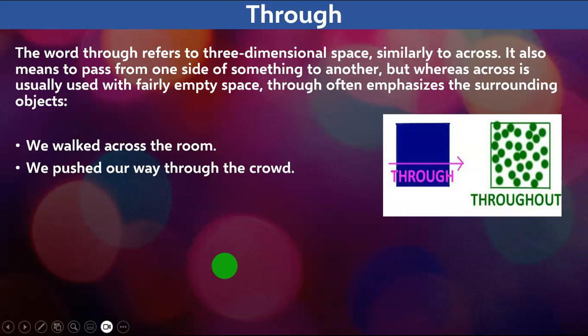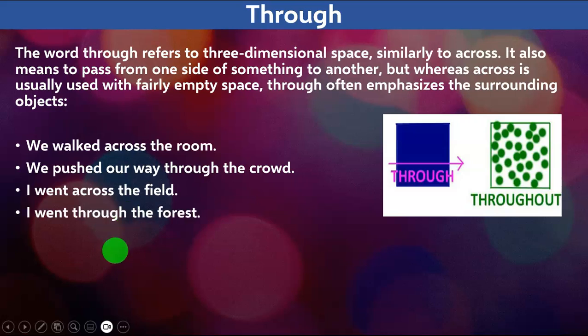So there's a large crowd and you're going through it, right? We pushed our way through the crowd. I went across the field, from one side of the field to another. I went through the forest, right? From one side of the forest to the other. So you see the similarities between the word across and the word through, right?